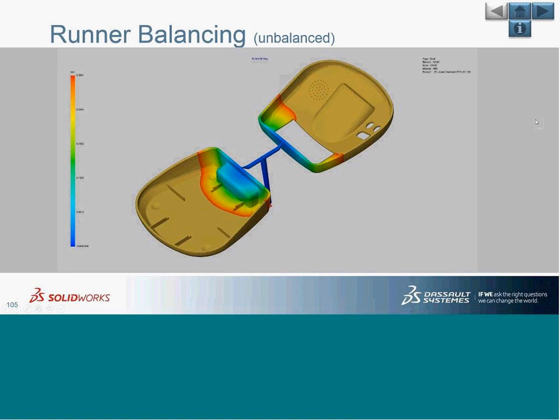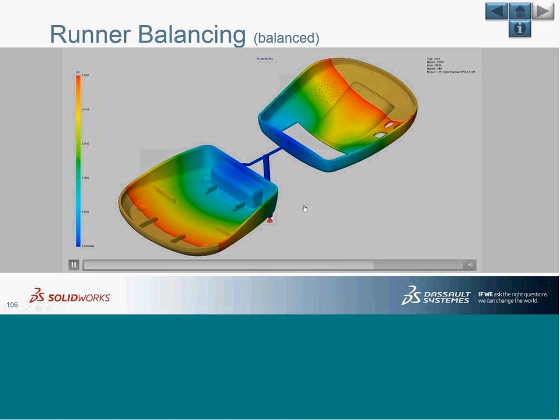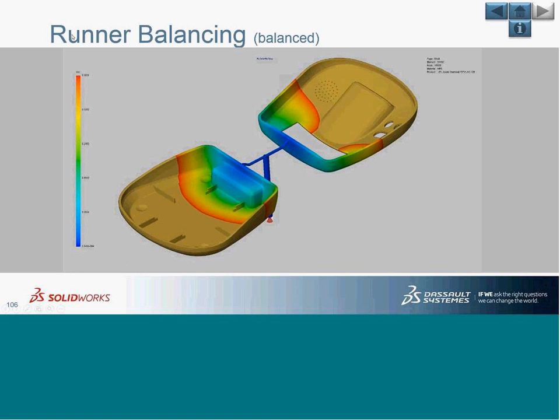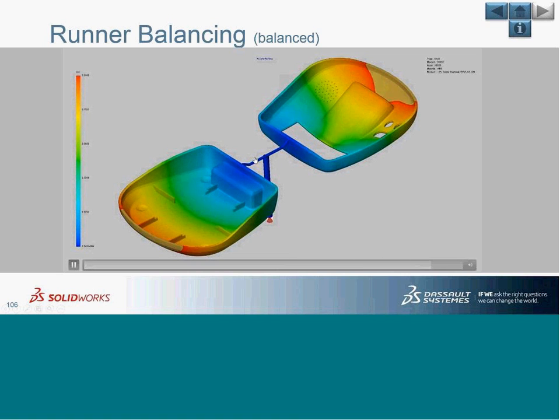Moving on, over here is a continuation of the same example. In this case, after using the runner balancing option, the software has given the sizes of the gates, and it is showing that these parts are filling at the same time.